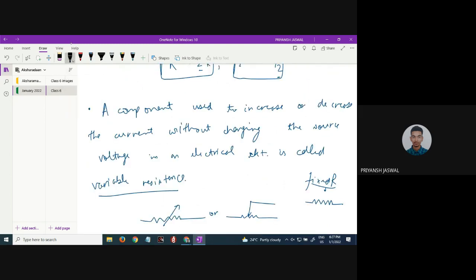So what this definition says is that a component used to increase or decrease the current, that is, to regulate the current. You can increase or decrease it, but so far we were doing so by changing the battery itself, the potential difference we applied. But now the condition is that, without changing the source voltage in an electrical circuit, it is called a variable resistance.